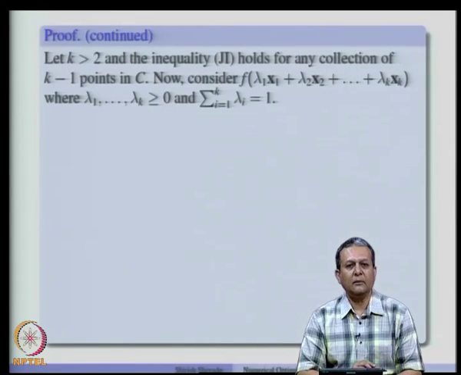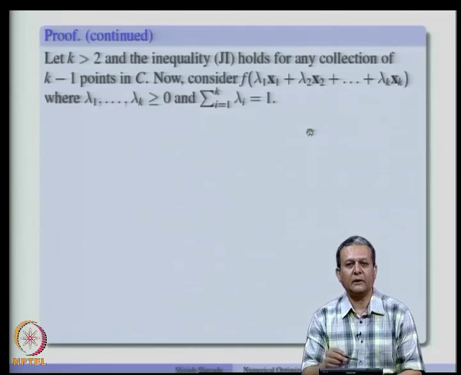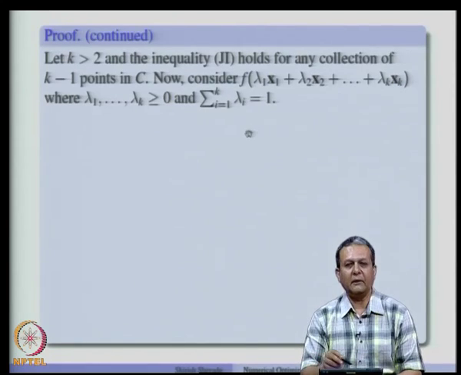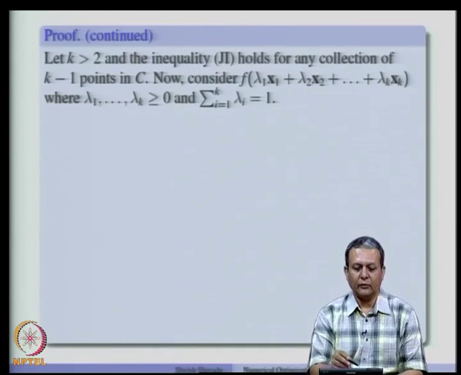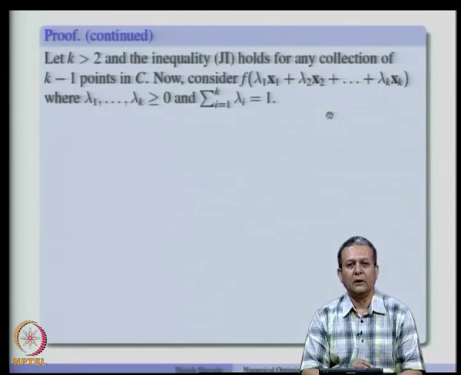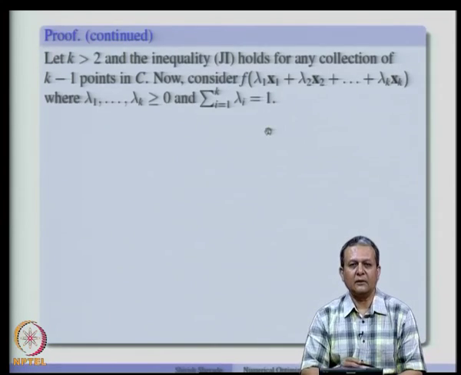Now, let us add the kth point. Suppose we have x1 to x(k-1) as the initial points and we have added the point xk, and then we take a convex combination of those k points. That is, sigma lambda_i x_i, where the lambda_i's are non-negative and sigma lambda_i going from 1 to k is 1. That is the convex combination of these points. We are interested in finding out what happens here.